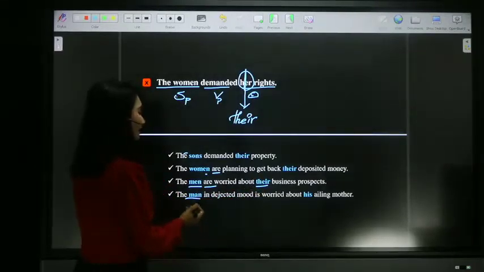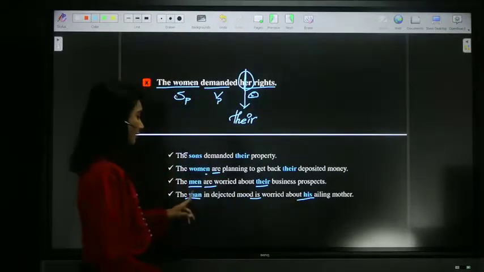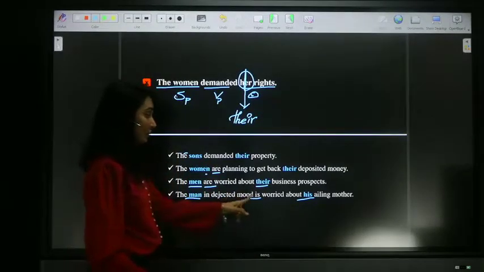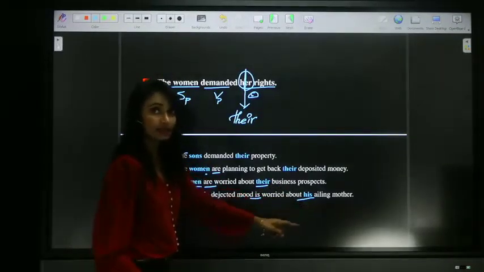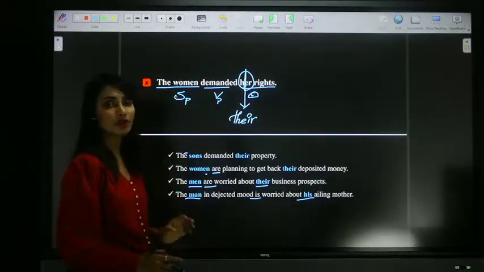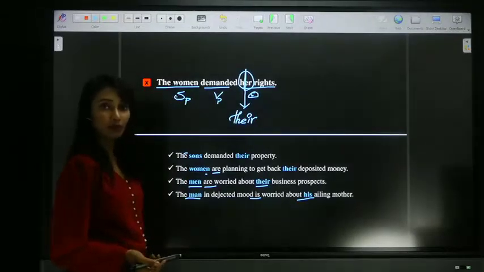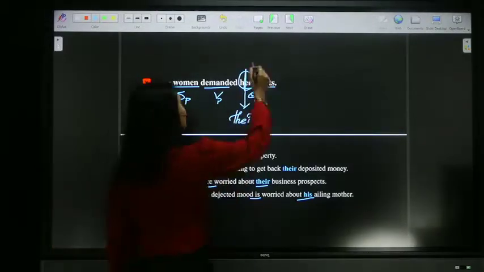The man in dejected mood is worried about his ailing mother. The man, singular. So, is singular, his singular. So, remember, singular subject requires singular verb and singular pronoun. Plural subject requires plural verb and plural pronoun. Now, look at the next.